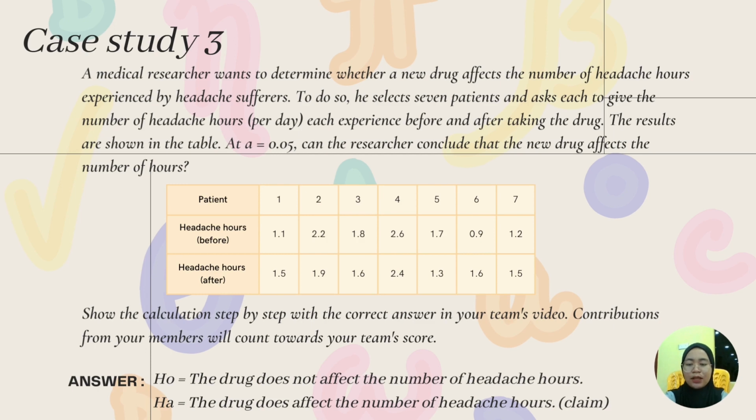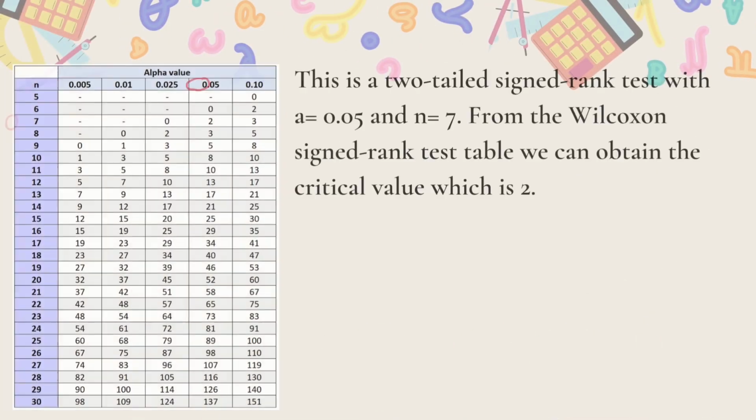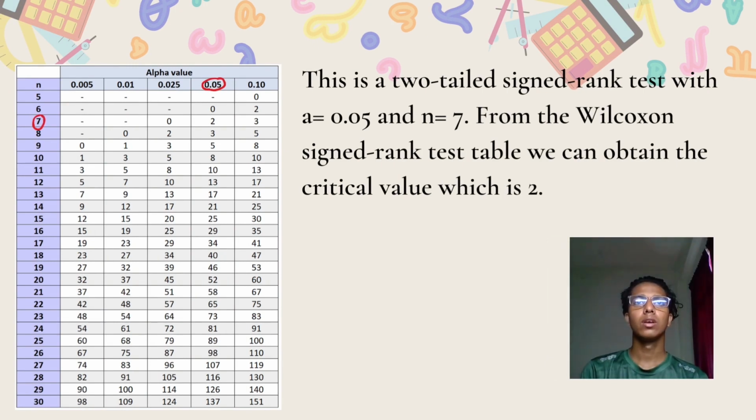Answer: the null hypothesis is that the drug does not affect the number of headache hours. The alternative hypothesis is that the drug does affect the number of headache hours, which is the claim. To find the critical value, we use the alpha value 0.05 and n equals 7 in the Wilcoxon signed-rank test table, and we obtain the critical value, which is 2.